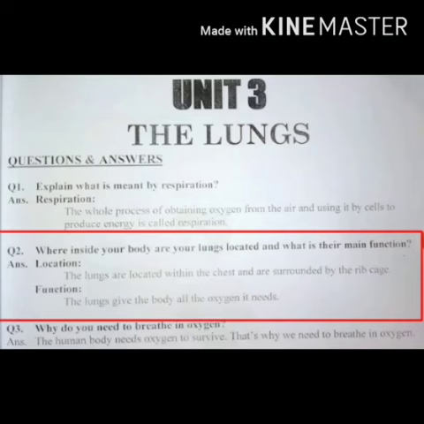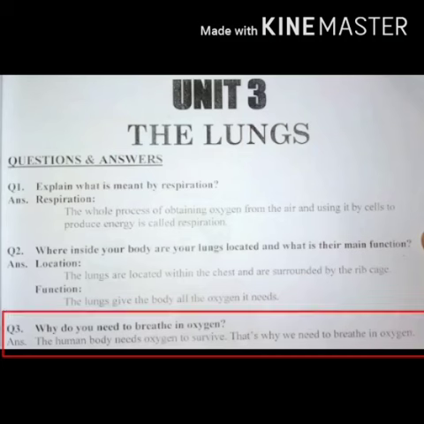Function. The lungs give the body all the oxygen it needs. Lungs body ko wo sari oxygen provide karte hain jiski use zarurat hoti hai. Question number 3. Why do you need to breathe in oxygen? Aapko oxygen mein saans lene ki zarurat kyun hoti hai?